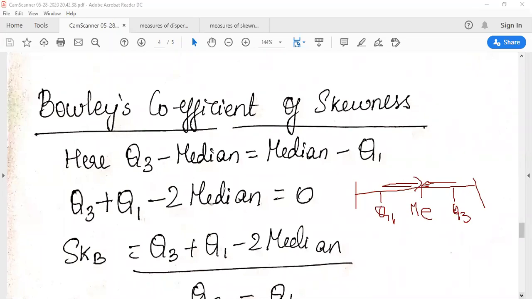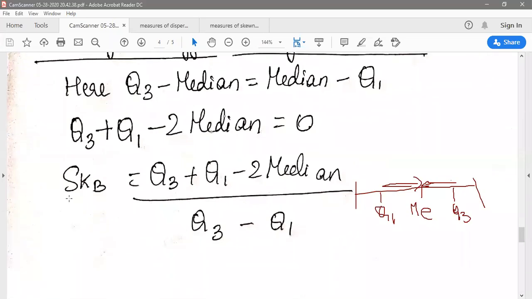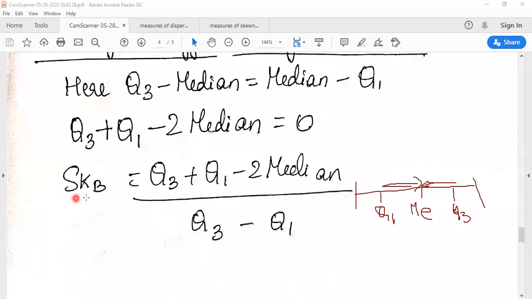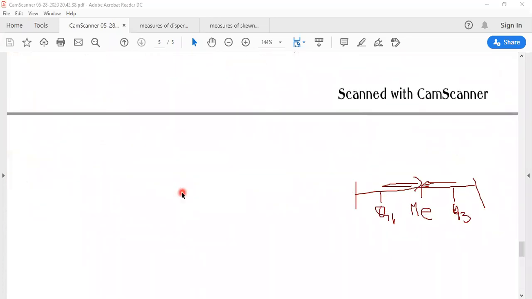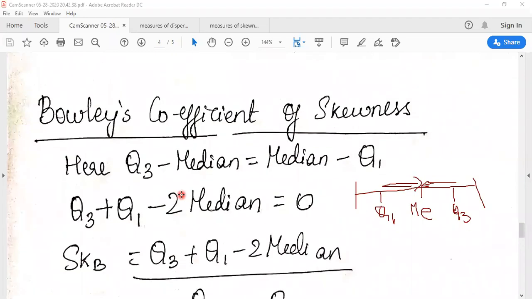We have to use this formula of Bowley, that is SKB. Again understand, SK is skewness, B is Bowley. So Bowley's coefficient of skewness is nothing but Q3 plus Q1 minus 2 median by Q3 minus Q1. So you have to calculate Q3, Q1 and median, which means you're supposed to calculate all three for the data and then apply this formula. So this is your actual coefficient of skewness.